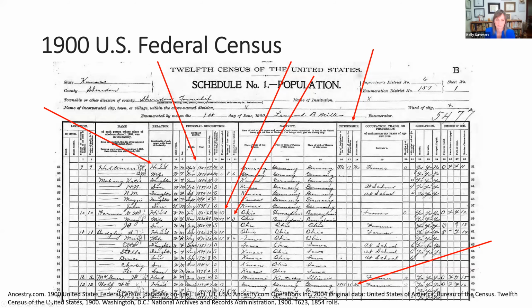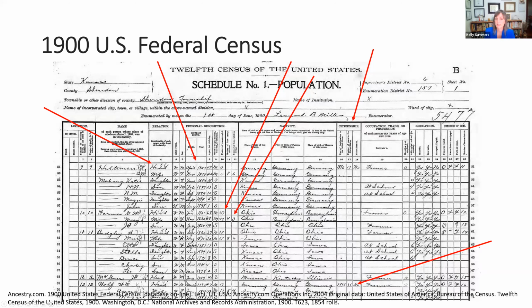Every entry will indicate for a woman who's married how many children she's given birth to and how many are still living. And it says that this woman has given birth to 8 children and 8 are still living. So this is very valuable. She was born in Germany, her parents born in Germany.